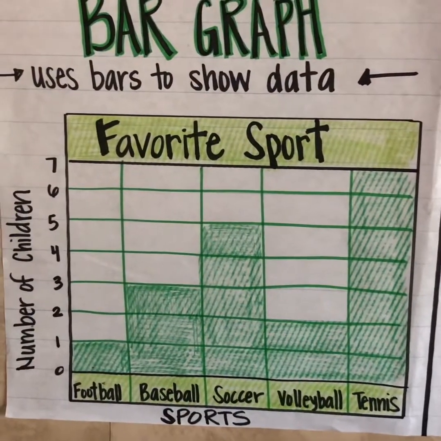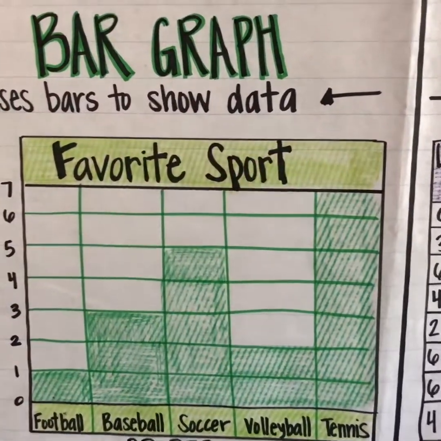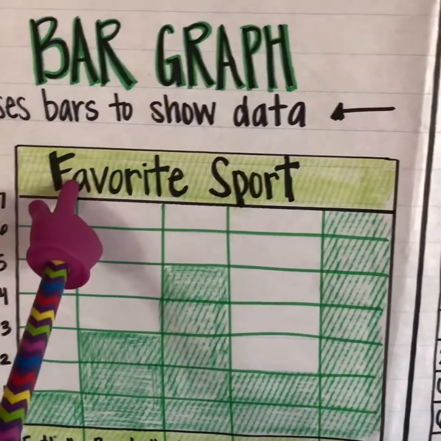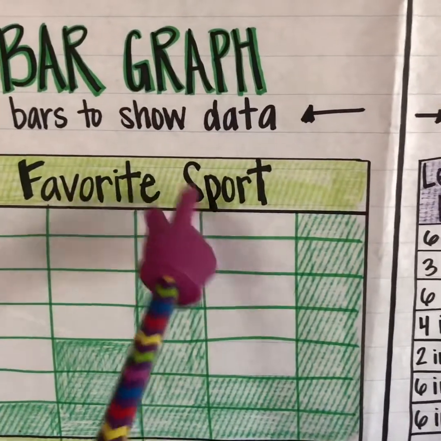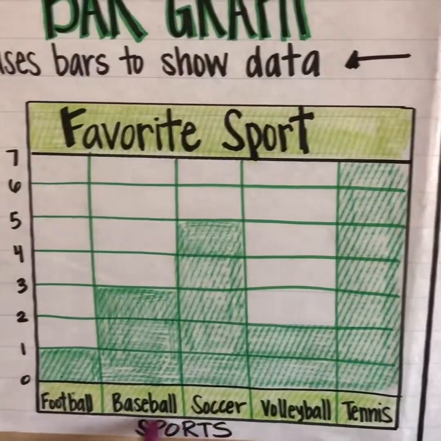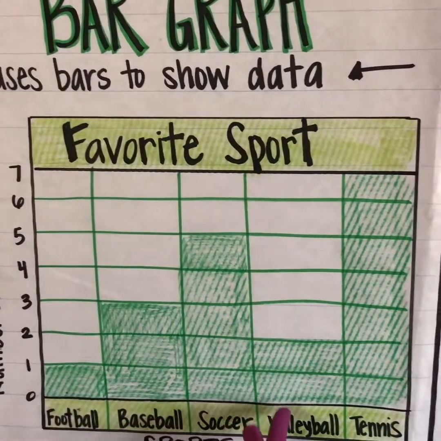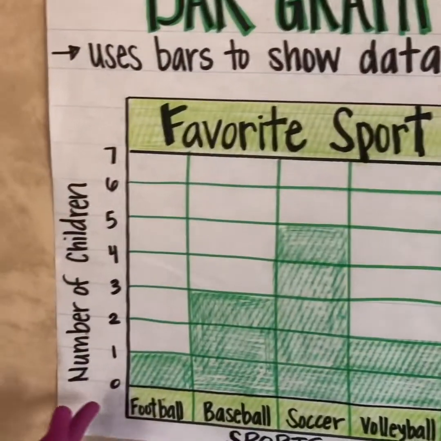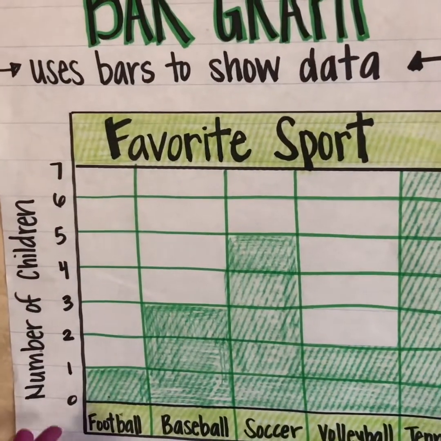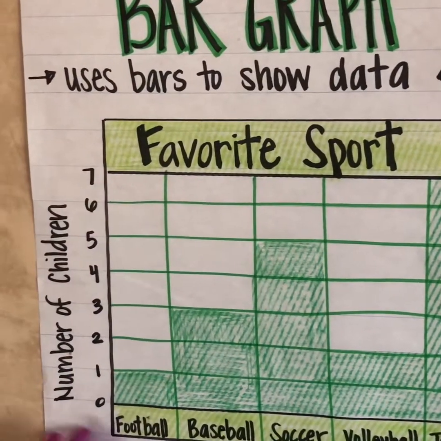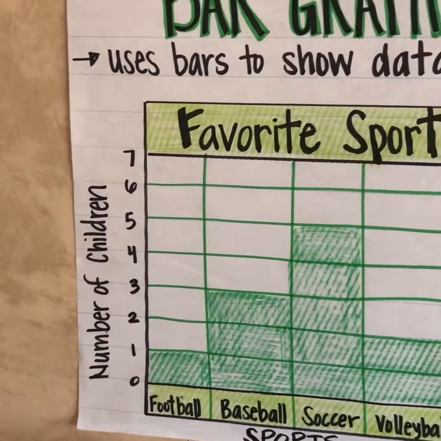The next type of graph is called a bar graph. A bar graph uses bars to show data. A bar graph is set up with the topic or the title on the top. This says favorite sport. The categories along the bottom, the different sports here, are football, baseball, soccer, volleyball, and tennis. And then the number of people that voted for those things is displayed on this side of the graph. And you can see that the title here says number of children.